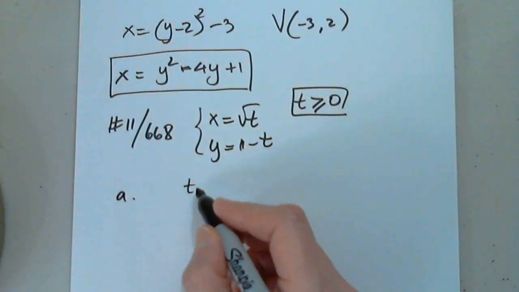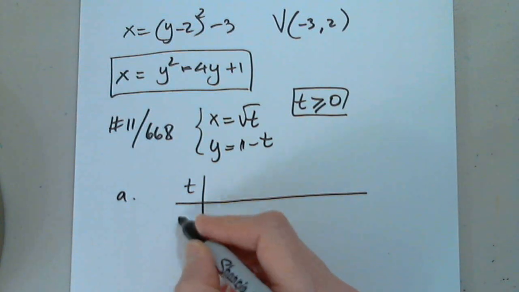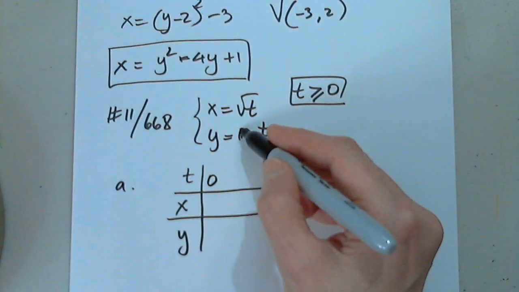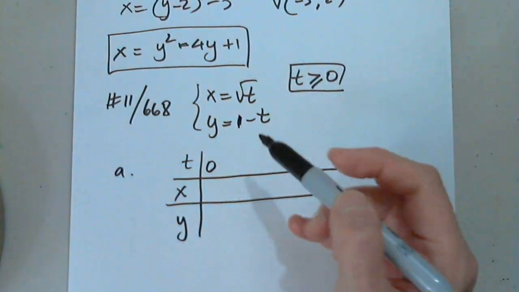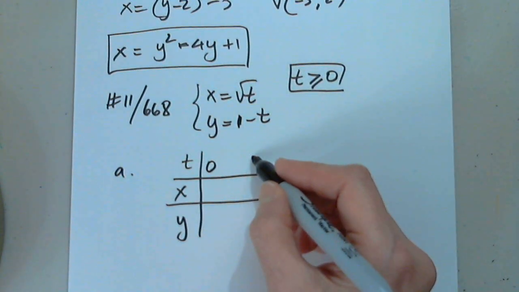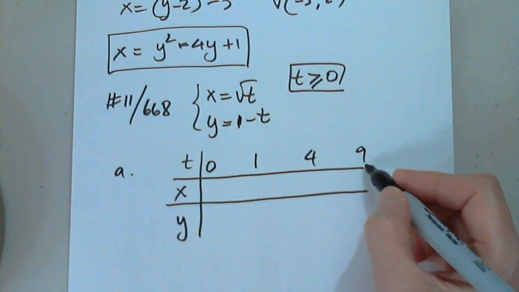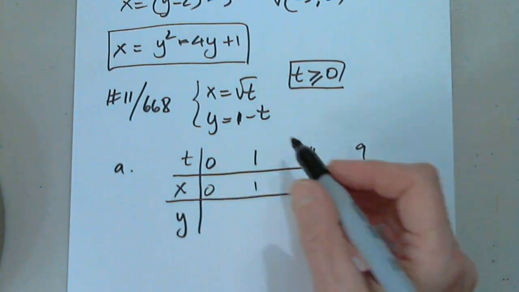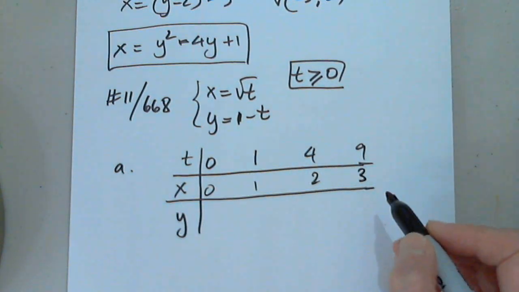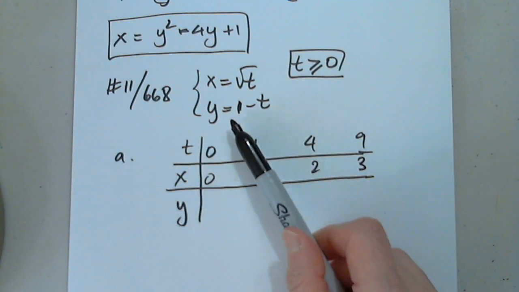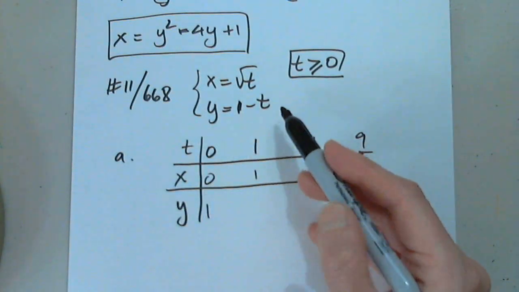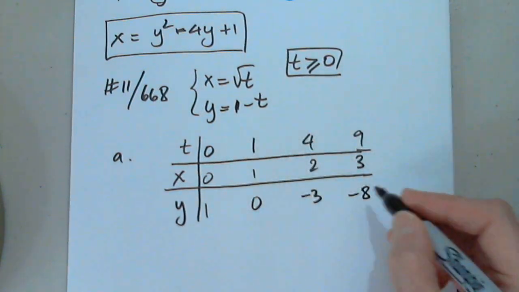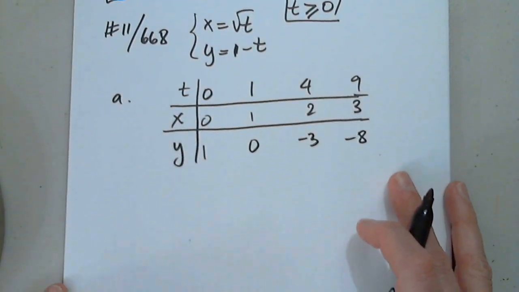Okay. So x and y, and of course t. Because it's a square root of t, I'm going to use 0, 1, 4, and 9. Let's see what happens. The square root of 0 is 0. The square root of 1 is 1. The square root of 4 is 2. The square root of 9 is 3. Now for y. 1 minus 0, 1. 1 minus 1, 0. 1 minus 4, negative 3. 1 minus 9, negative 8. Good.